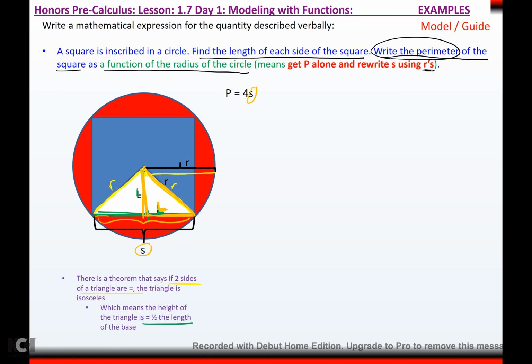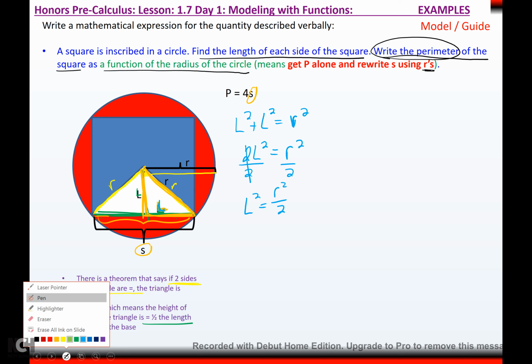Pythagorean theorem. The leg squared plus the other leg squared has got to equal the radius squared. Agreed? If I simplify, that's going to be 2L squared equals R squared. Again, I'm trying to figure out what L is. So right now I want to get L alone. So first I'm going to divide by 2. That gives me L squared equals R squared over 2.